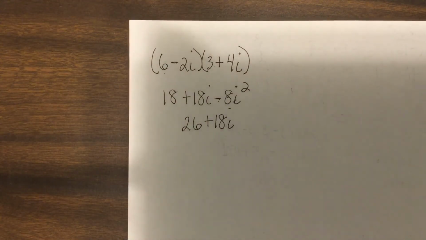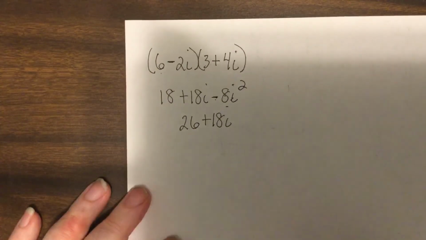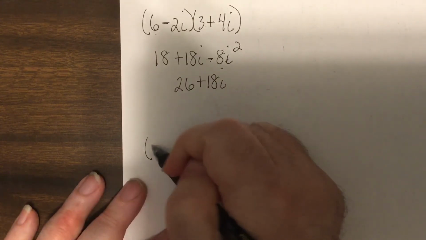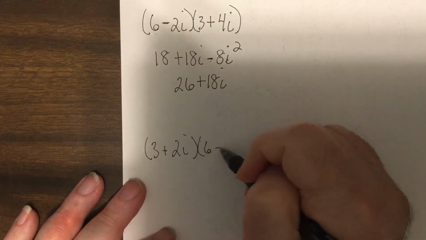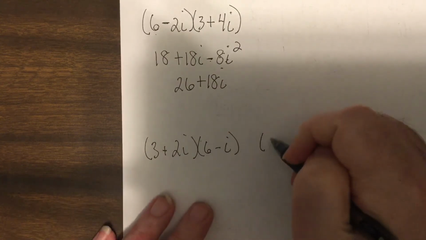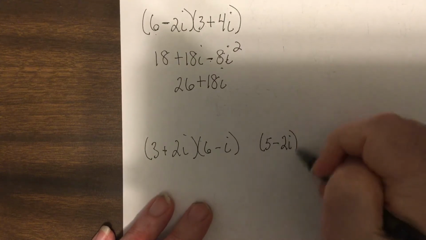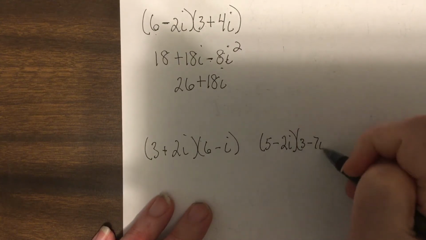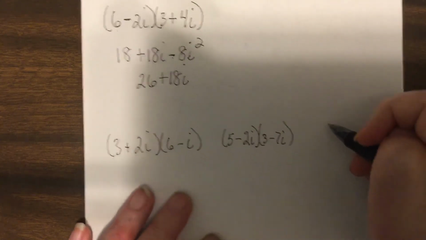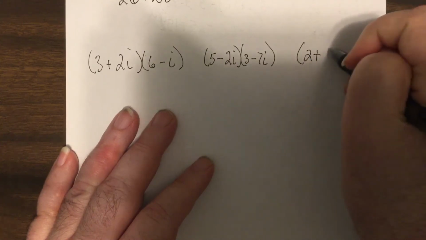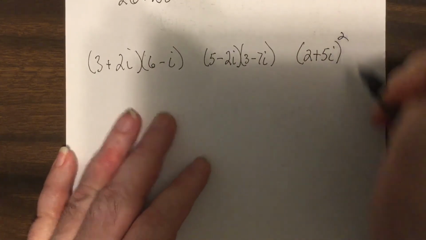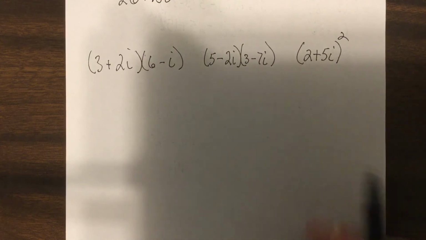So this should all be reviewed. The only thing different is we're popping our i out. So try a couple for me here. 3 plus 2i, 6 minus i, 5 minus 2i, 3 minus 7i, and oh, a tricky one. I'm going to give you a tricky one. Oh, I hope you don't get upset easy. 2 plus 5i squared. So go ahead and try those 3 and then turn me back on.